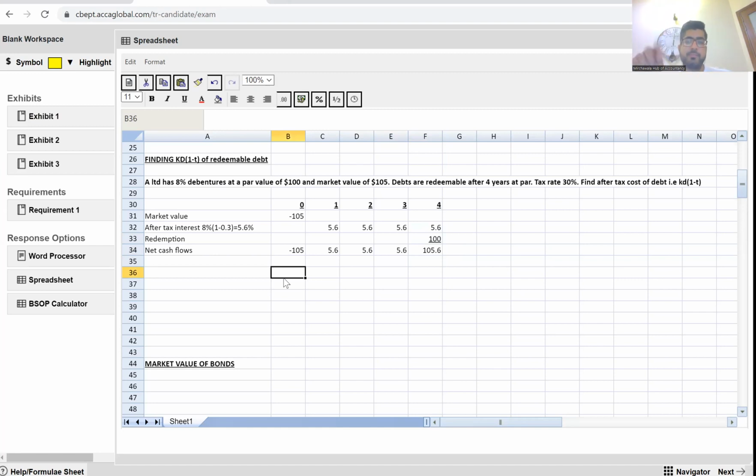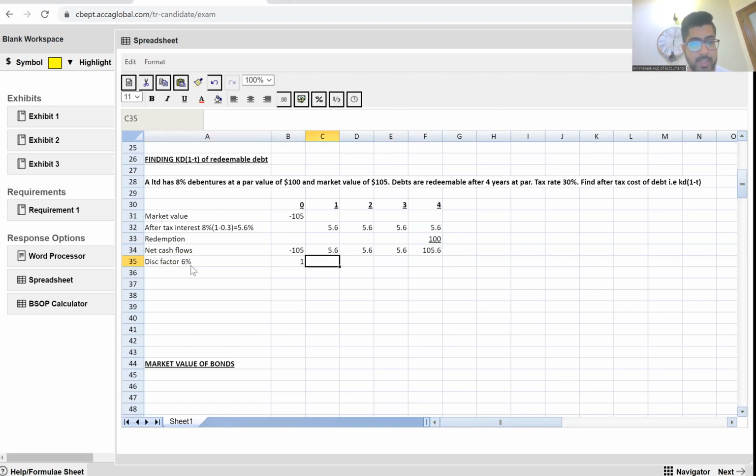Okay, this is what was taught to you, that when a debt is redeemable, for KD, if it's irredeemable, I over P naught. If it's a spread-based bond, RF plus spread, but for redeemable or convertible, IRR. So it's a 4-year redeemable, 0, 1, 2, 3, 4. For KD (1 minus T), you will apply the IRR approach. So market value is outflow, after tax interest inflow, redemption inflow. Okay, you get net cash flows. Now you multiply it with the discount factor. Let's suppose it's 5.6%. You take 6% as the discount factor.